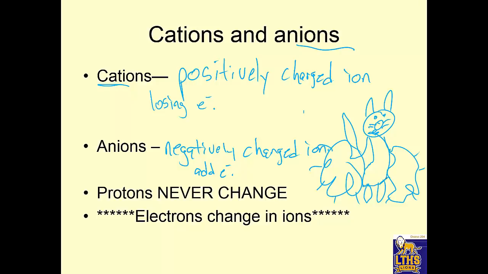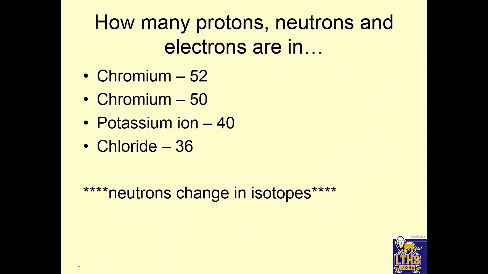So cations are positive. And electrons change in ions. How many protons, neutrons, and electrons are in chromium 52? I just realized as much as I advertised you to get your periodic table, I didn't get mine, so I'm getting mine out of my assignment notebook. So chromium, here it is.